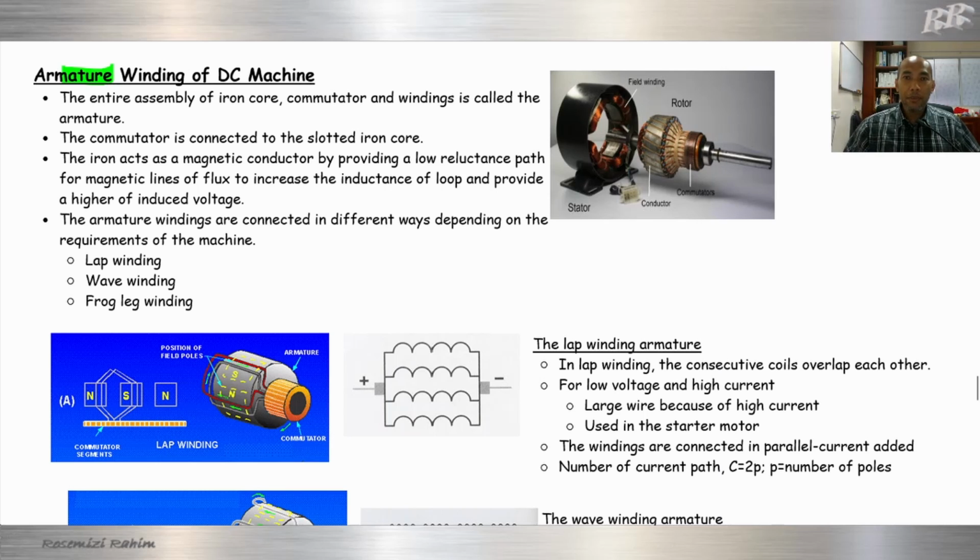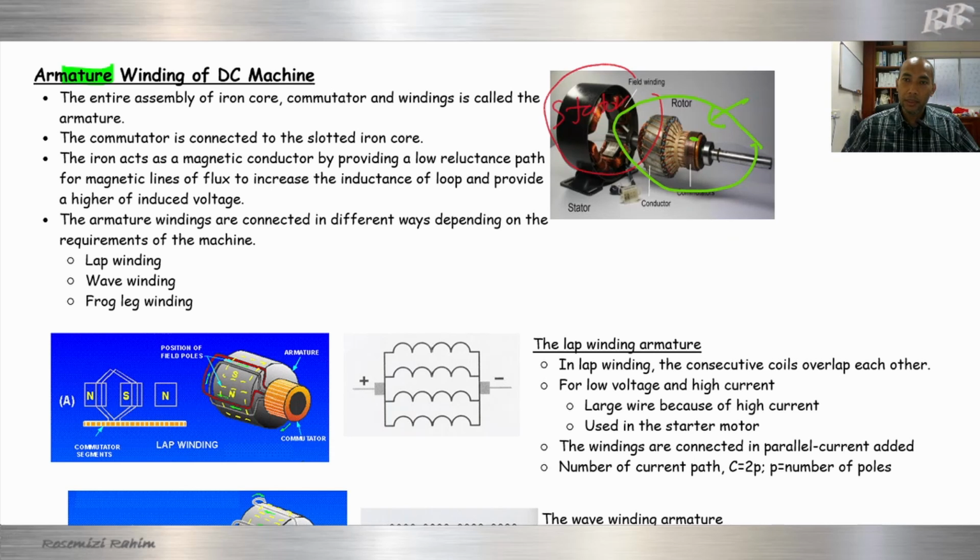In the previous video we learned about field winding, at the stator part. So in this video we are going to discuss armature winding. Armature winding is at the rotating part. In the rotor we have a commutator.